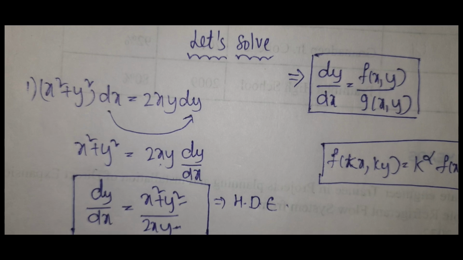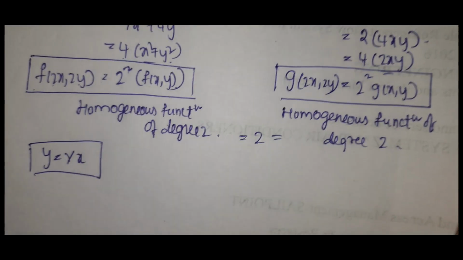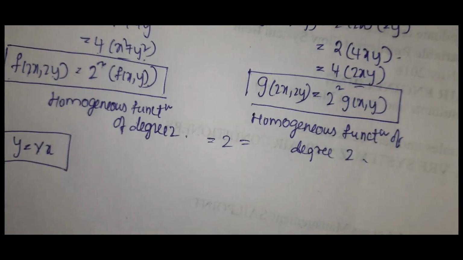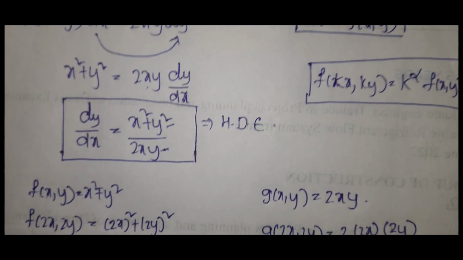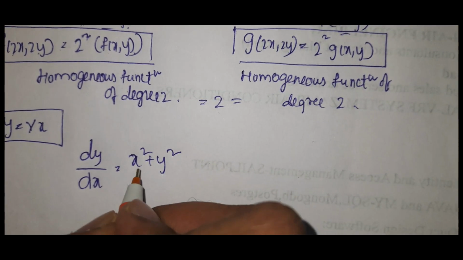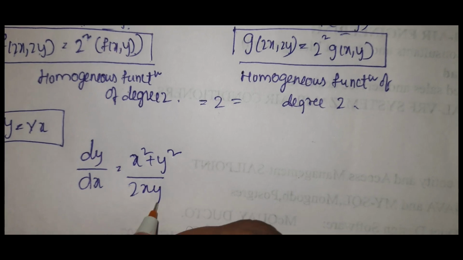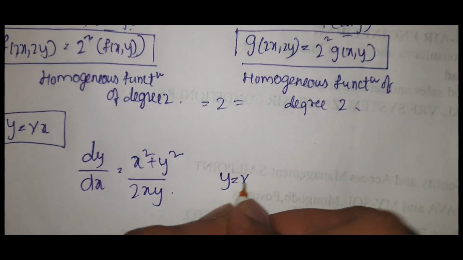For better understanding, I have solved it out to make it clear that this function is homogeneous and we have to use y is equal to vx to solve the problem. So now let's solve the problem using this substitution method. The differential equation here is dy by dx is equal to x square plus y square by 2xy, right? So wherever you find y, replace it with vx. Why are we doing this?